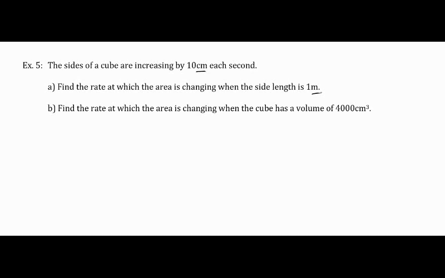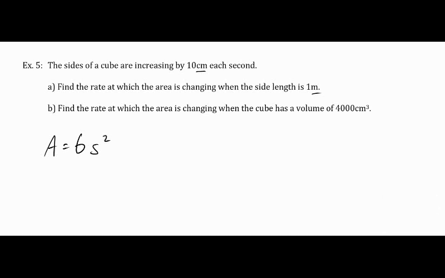The sides of a cube. Find the rate at which the area is changing. So I guess it's talking about surface area there. And surface area of a cube, what's that going to be? Well, a cube has 6 sides that are all squares and they're all the same square. So the area is going to be 6 times the side length squared.